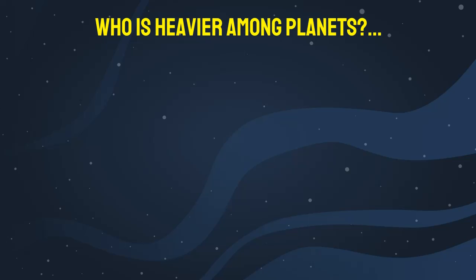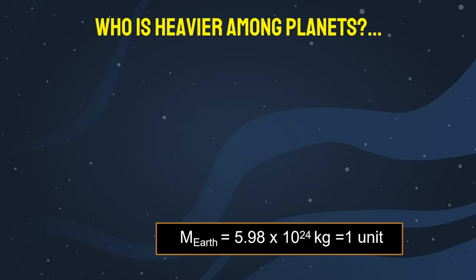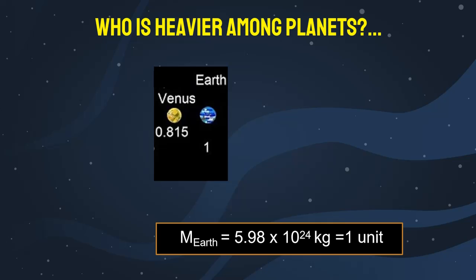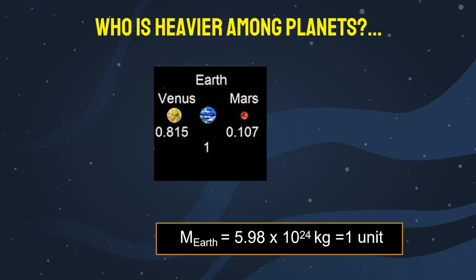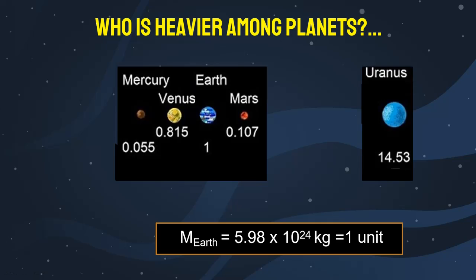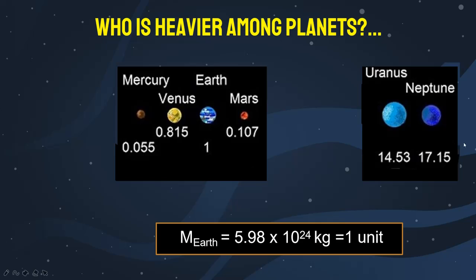So who is heavier among the planets? Let's assume that the mass of the Earth is 1 unit for the time being. So this is the mass of the Earth, 1. Venus is 0.18, slightly lighter than the Earth. Mars is approximately 1 by 10th of the mass of Earth. Mercury, much smaller, 0.055, about 1 by 100th. Uranus is 14.5 times heavier than the Earth. Neptune, 17.15 times heavier.